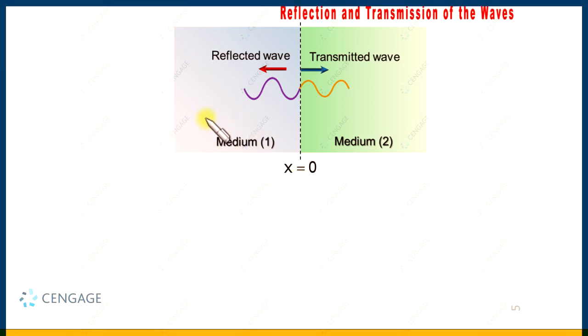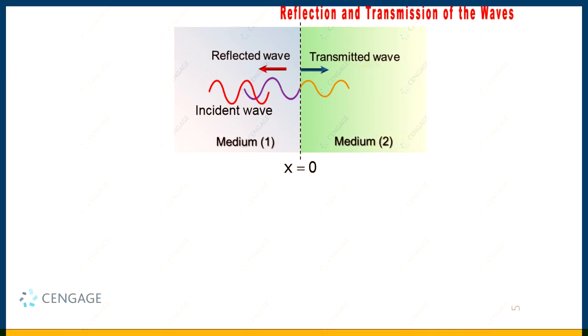One wave is the incident wave, which is continuously moving toward the positive x direction, and the reflected wave is continuously moving toward the negative x direction. That means, in medium 1 we have the superposition of the two waves. One is the incident wave traveling in the positive x direction, and the other is the reflected wave traveling in the negative x direction. But in medium 2 we have only one wave, that is the transmitted wave or refracted wave.